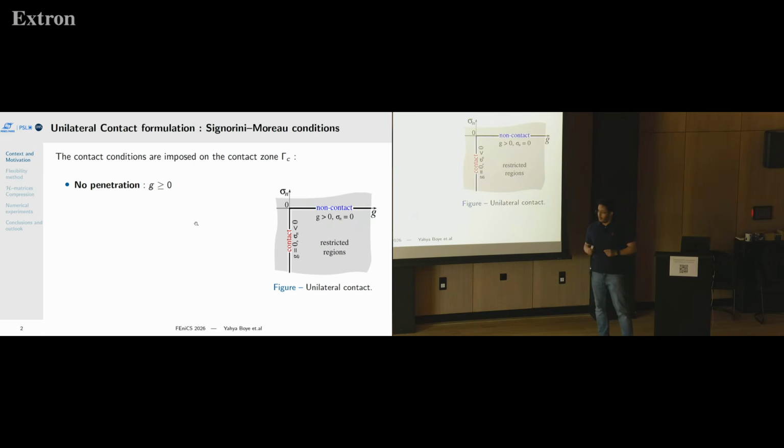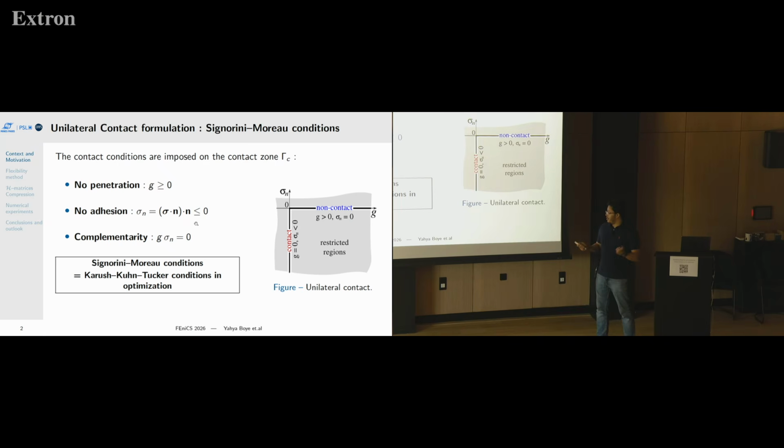So to formulate the unilateral frictionless contact, we make use of the so-called Signorini-Moreau conditions. It just expresses basically three physical intuitions. No penetration: the gap between the bodies should always remain positive. No adhesion: the contact forces are always compressive. And complementarity: when one exists, the other vanishes. And these conditions are equivalent to the KKT conditions in optimization.